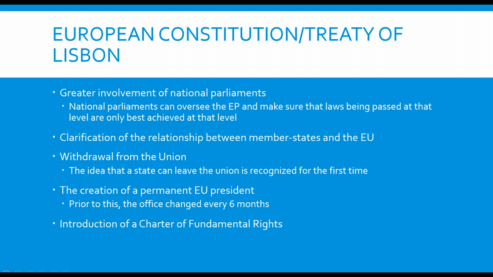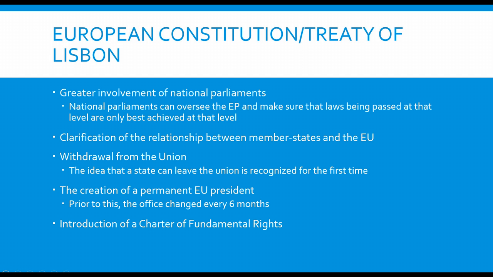They also received greater involvement of national parliaments. National parliaments can oversee the EP and make sure that laws being passed at that level are only those best achieved at that level. So it's kind of the idea of having division of powers, say within the United States, where you've got certain things that the federal government does and certain things that state governments do. That's very much what they're trying to establish here: if you are going to pass something at the European Union level, that is the best place for it to happen. And if it's not the best place for it to happen, then you need to allow it to happen at the state level.